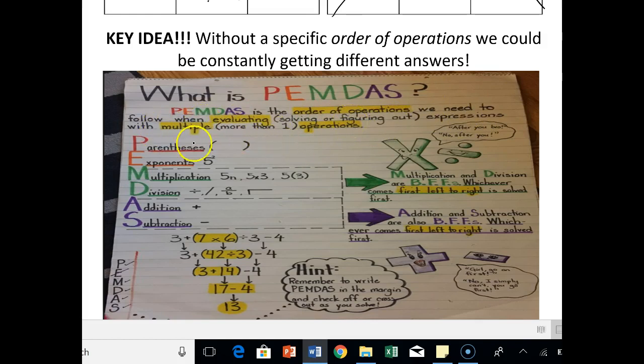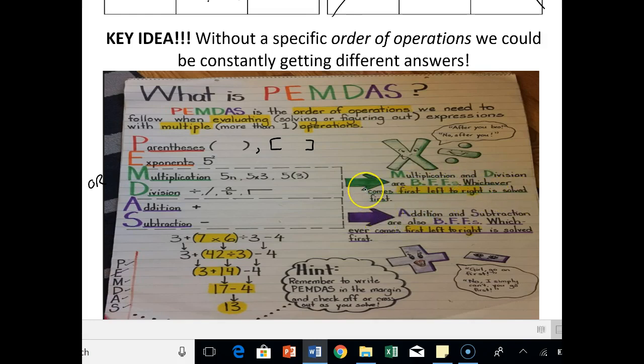So PEMDAS says you do parentheses first, anything within parentheses or brackets. And then you do exponents, anything raised to a little value, an exponent. And then you multiply or divide. Put a big "or" here, right? Whichever comes first, left to right. So multiplication and division, they're like BFFs. Whichever comes first, left to right, is solved first.